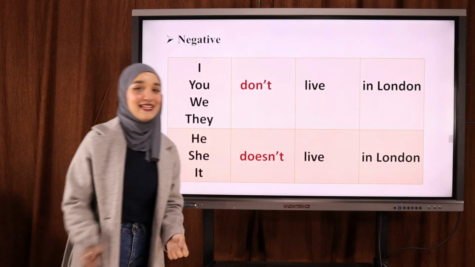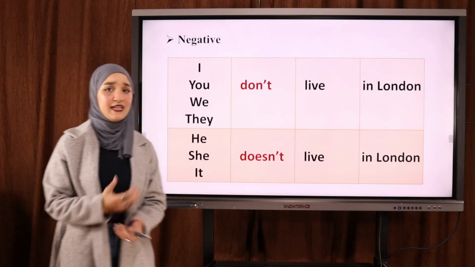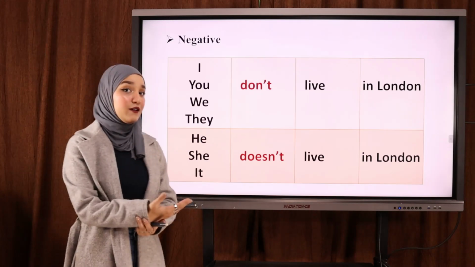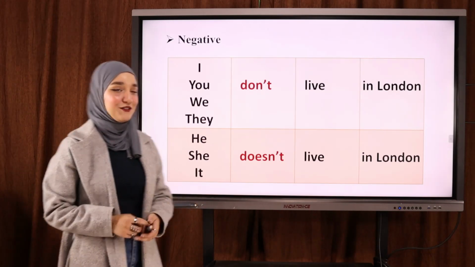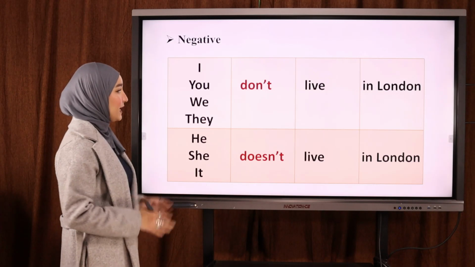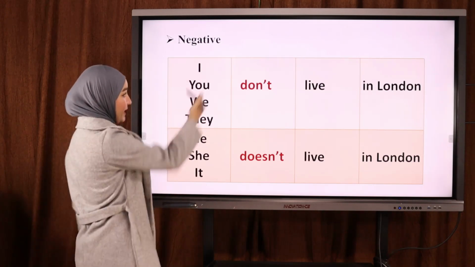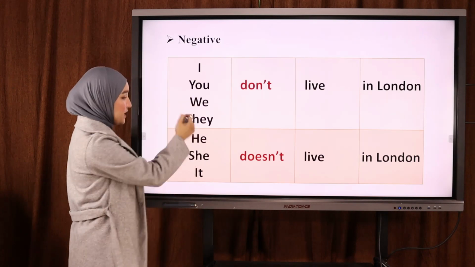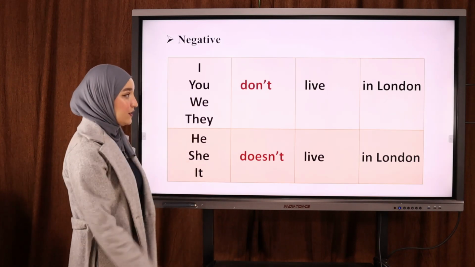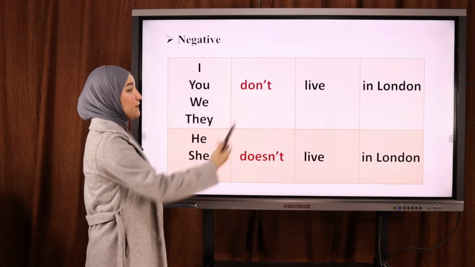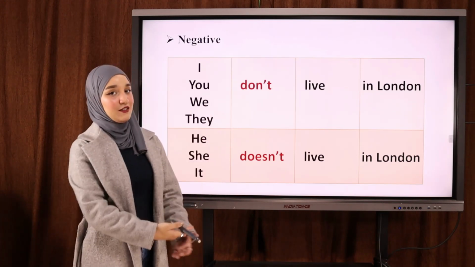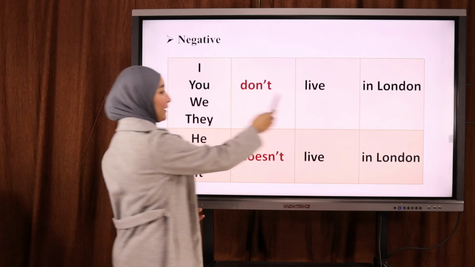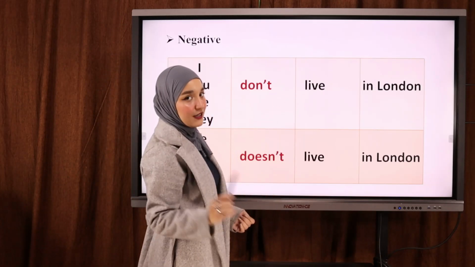Let's take a look at the negative form. So how to form the negative in the present simple. Okay? So here's an example. Again, my subject pronouns, my personal pronouns: I, you, we, they, he, she, and it. So, I live in London, okay? I live in London. Actually, I don't. So I, and here's my verb, live in London.